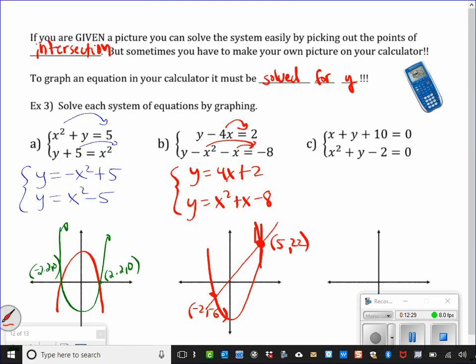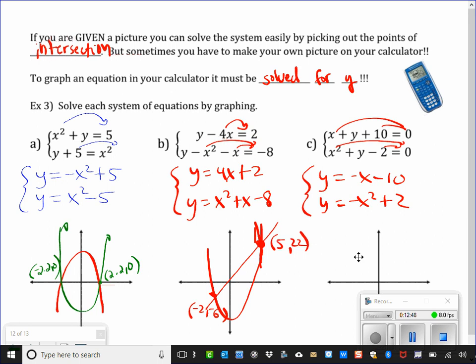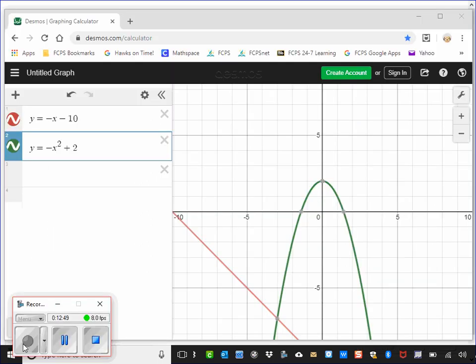All right, this last one, I need to move these over to the other side, so I get y equals negative x minus 10. And the other one, let's move these two over. So I get y equals negative x squared plus 2. So I'll do this one on Desmos. All right, so on this one, negative x minus 10 and negative x squared plus 2.